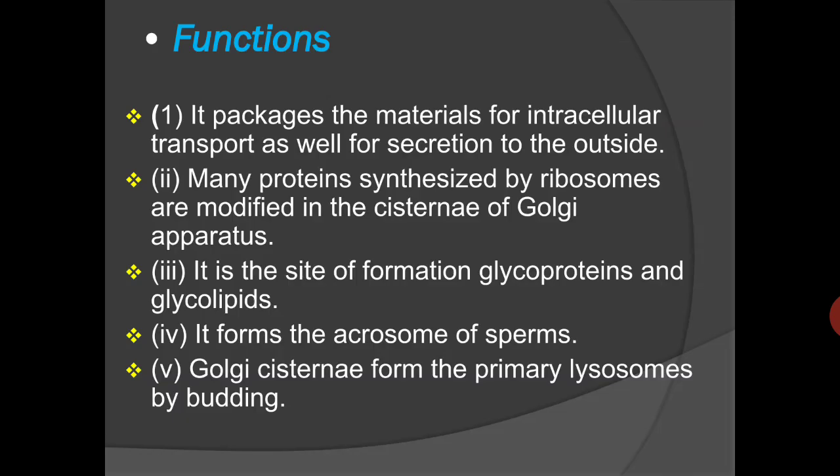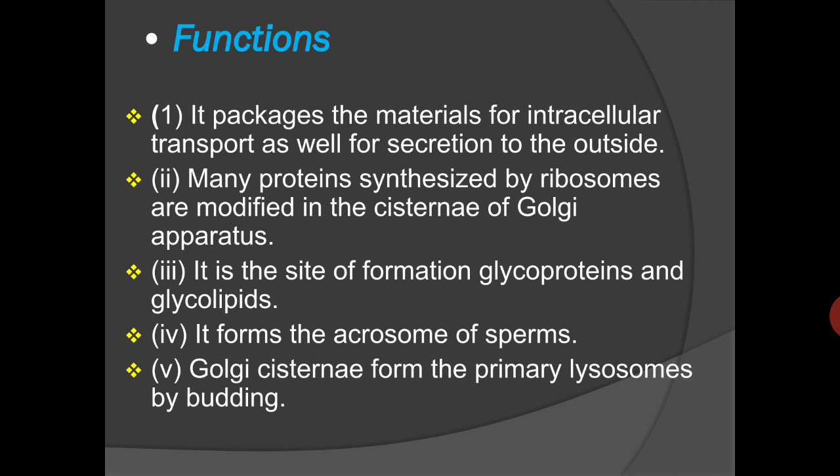The main function of the Golgi bodies is that they pack the material for intracellular transport, as well as sometimes for secretion of those materials outside the cell. Many proteins synthesized by the ribosomes are modified in the cisternae of the Golgi apparatus, and it is the site of the formation of glycoproteins, and sometimes glycolipids also.